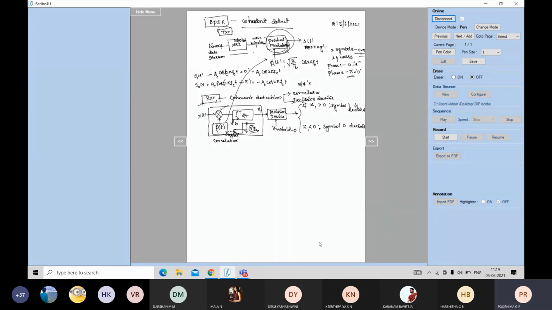So what is your bit 0? Bit 0 as S2 of t we are transmitting, and bit 1 as we are transmitting as S1 of t. So therefore, for bit by bit, the x of t will be changing, and therefore this particular receiver received signal x of t with the basis function correlates whether bit 0 or 1 has been transmitted.